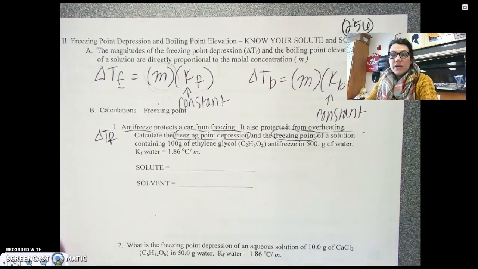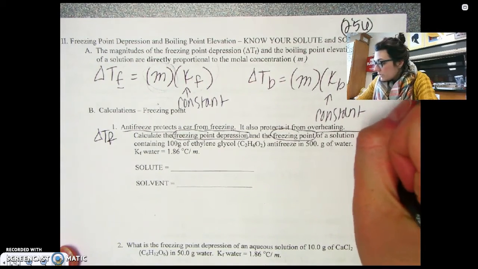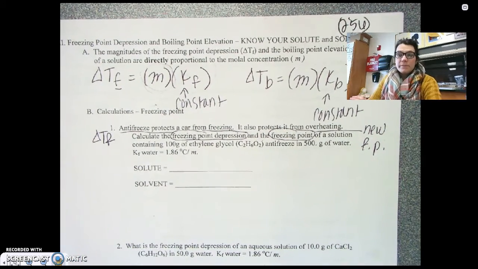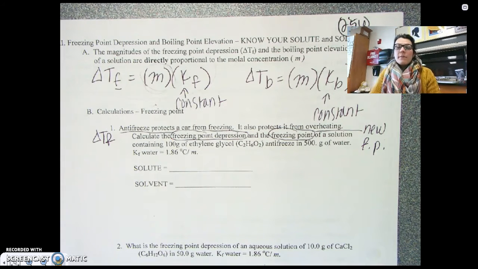This is going to be the new freezing point of the solution. Hopefully our solvent is water, because whatever our delta T of F is, we're going to subtract that from 0, because that's what water freezes at. So let's keep reading.